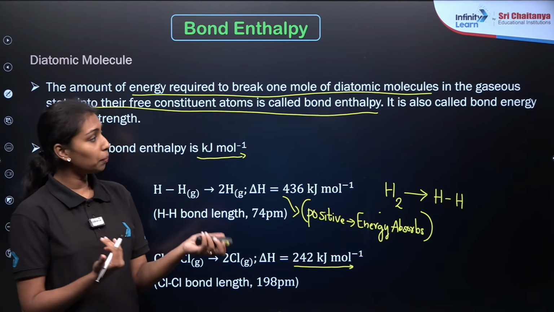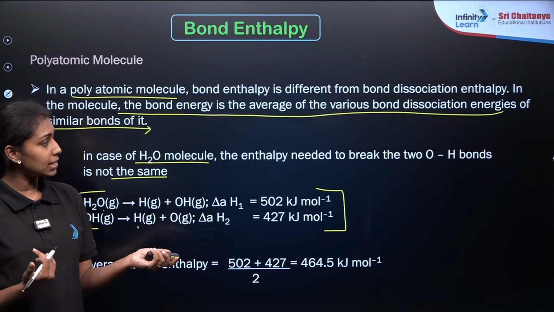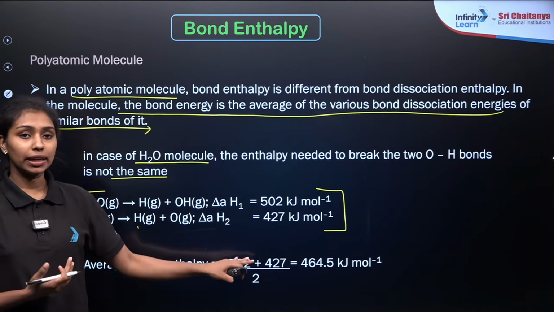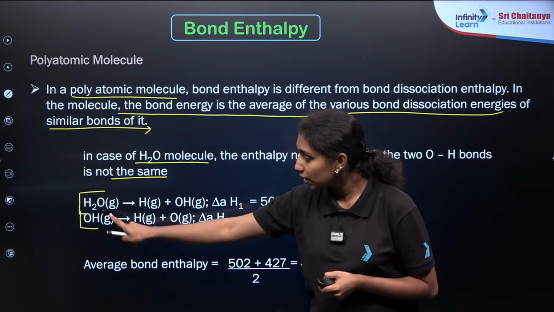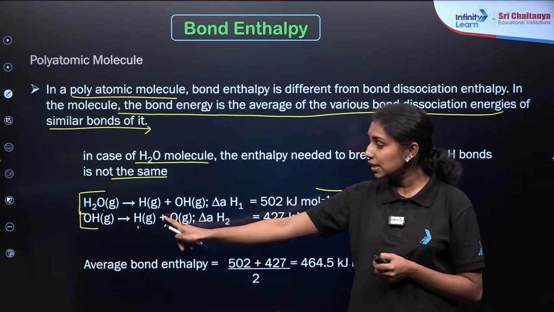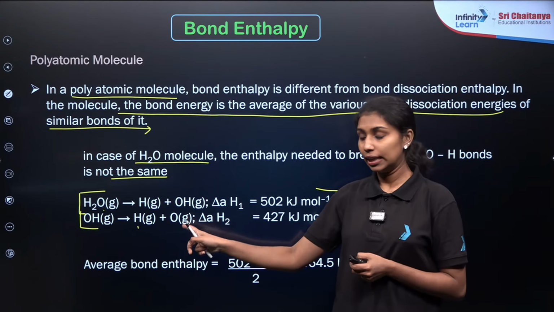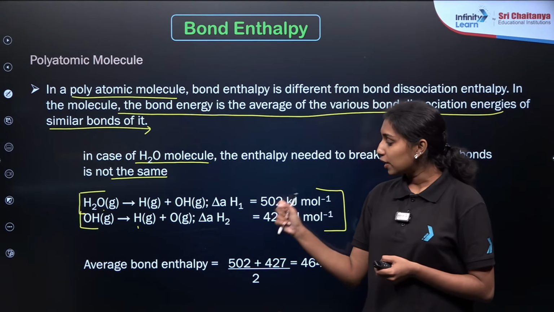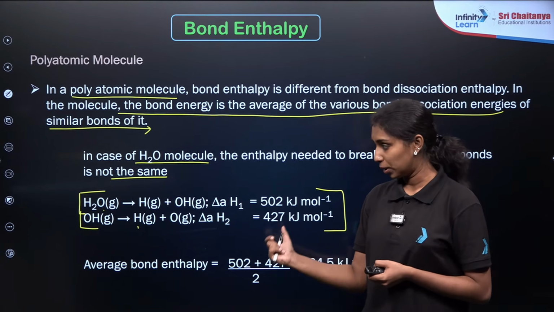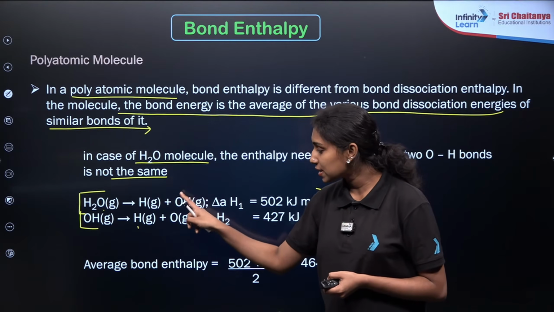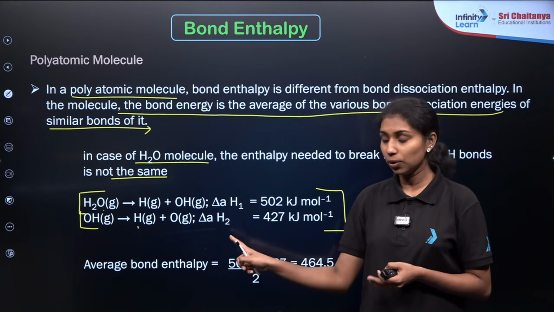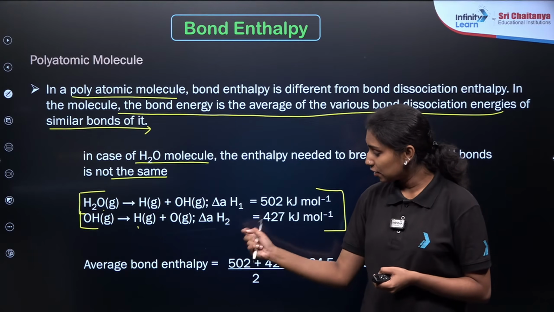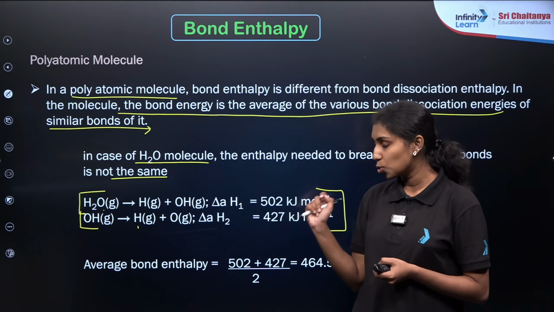But in the case of a polyatomic molecule, there will be different energies for the different bond breakings. If you take the water molecule, there are two processes happening. What is the first one? The water molecule breaks into hydrogen and OH. For that, the first energy is 502 kilojoule per mole. Then the second one, this OH again breaks into hydrogen and oxygen. So the second energy is 427 kilojoule per mole.